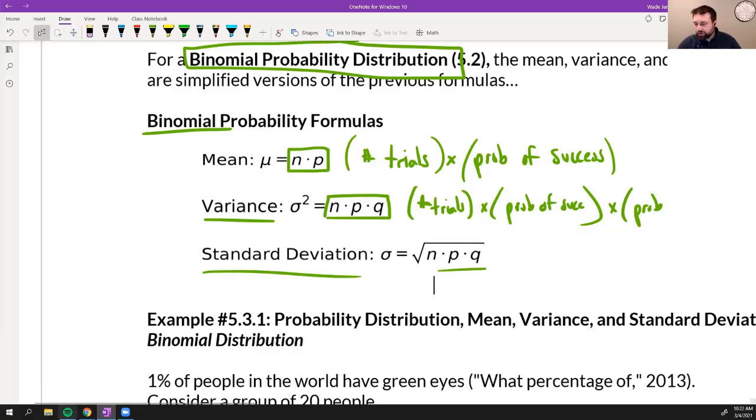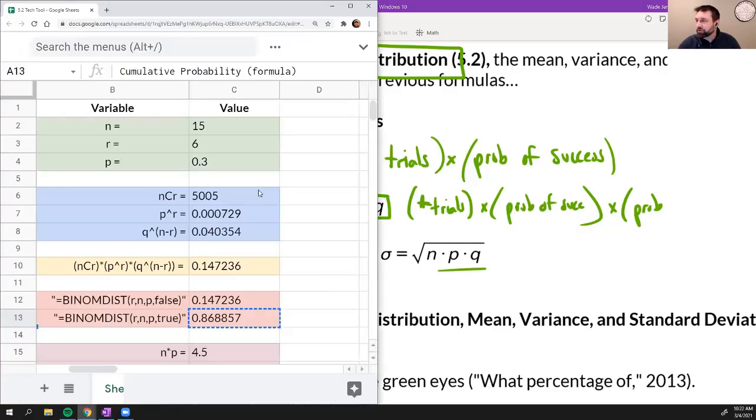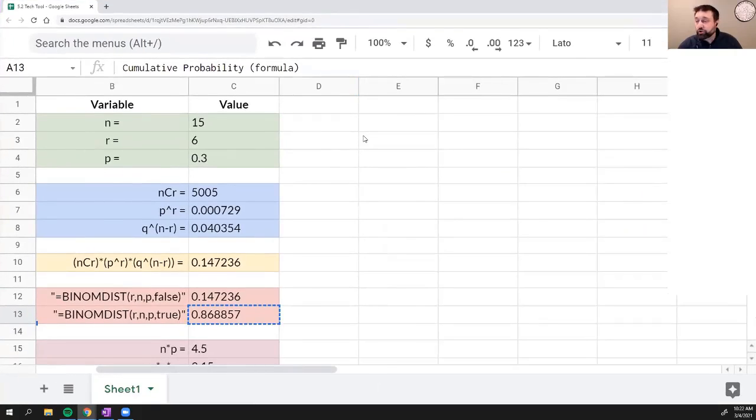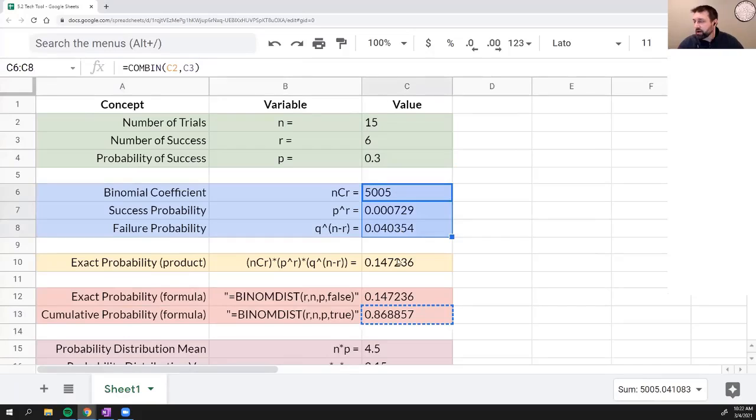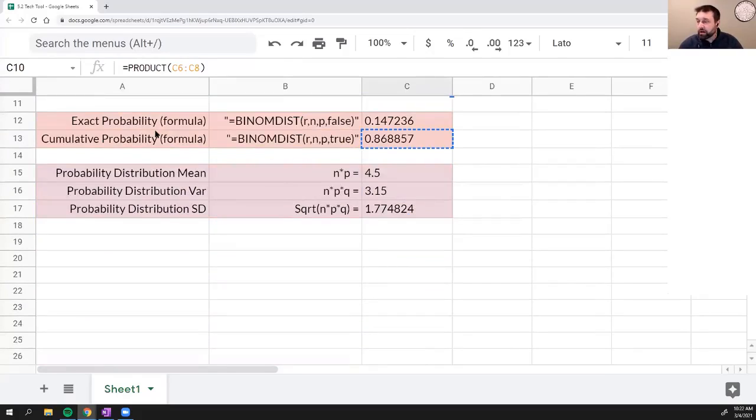And so you may have noticed, if we go back to the tech tool for 5.2, underneath where we put in our inputs, underneath where we calculated the 3 individual items, underneath where we multiplied those all together to get the product, underneath where we put in our values here and here for the formula, here are the mean, the variance, and the standard deviation of the data set. So here's N times P, here's N times P times Q, and here is N times P times Q, square root.